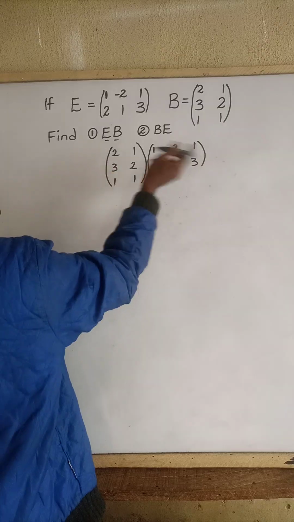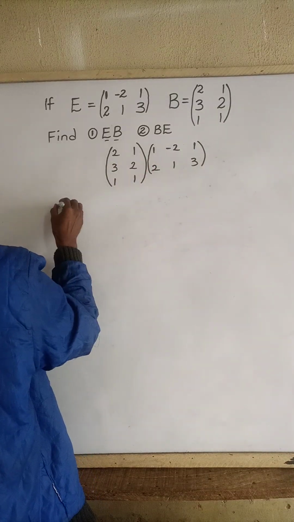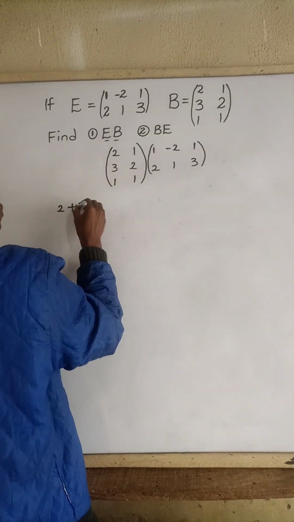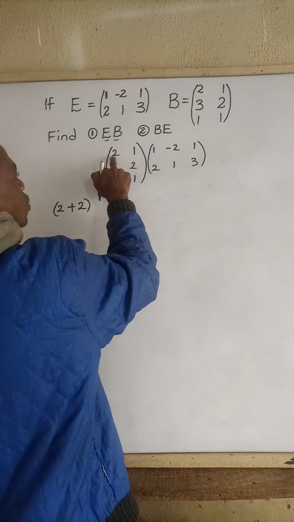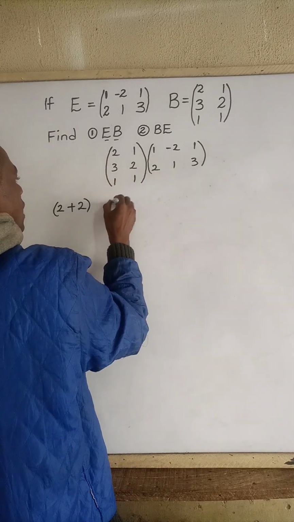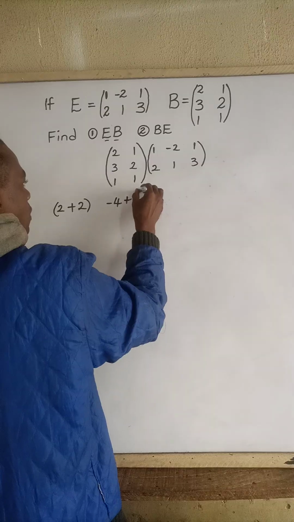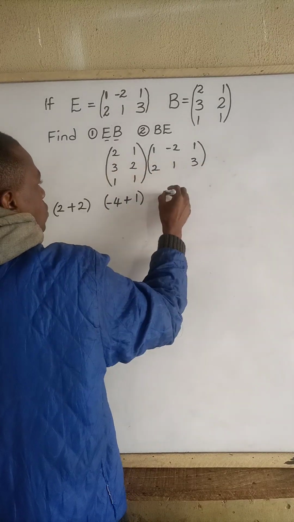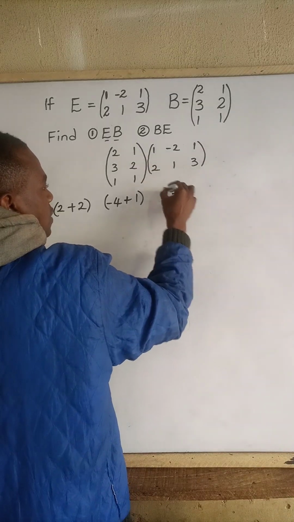So to do that, what we do now is 2 times 1 will give us 2, plus 1 times 2 will give us 2. So this is the first element. For the second element, we will do 2 times minus 2, which is minus 4, plus 1 times 1 will give us 1. Second element. We proceed to the next one. 2 times 1 is 2, plus 1 times 3 is 3. This is the third element.